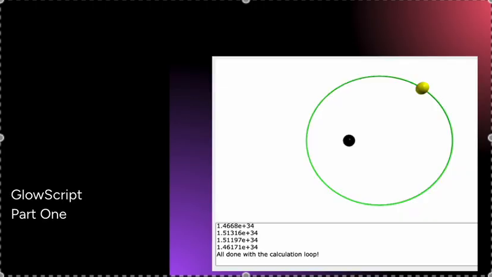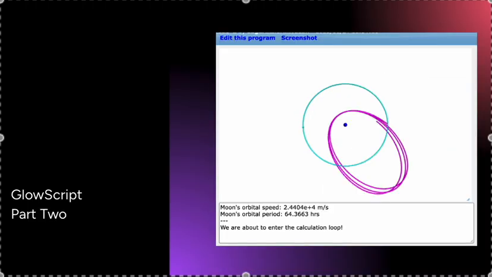This was my GlowScript output for part 1, where we had at the center the black hole and the star orbiting the black hole. And this was my GlowScript output for part 2, where we had the sun in the center, we had the moon orbiting around the sun, and we also had the spaceship.